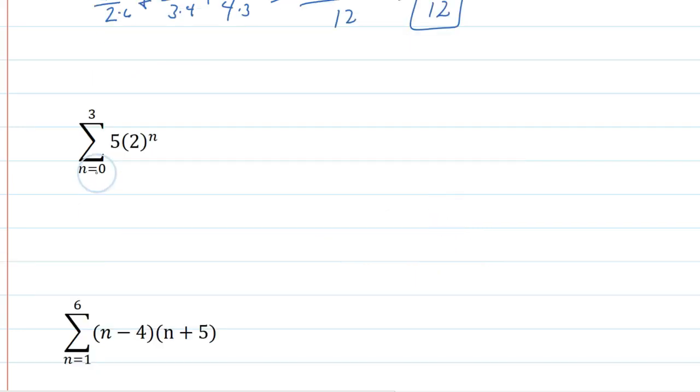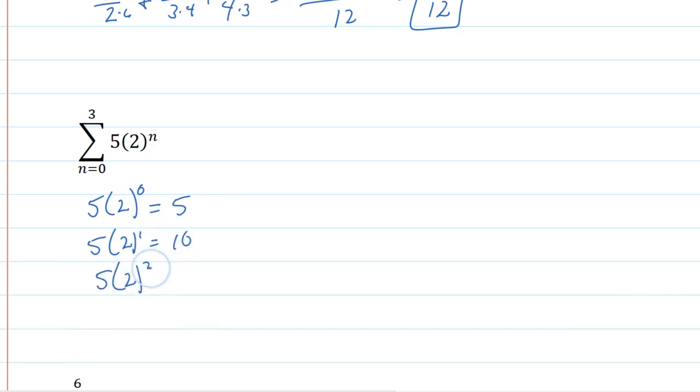Here's another one that starts at 0. Walk through it. 5 times 2 raised to the power of 0. Remember, any number raised to the power of 0 is just 1. So 5 times 1 is 5. 5 times 2 to the power of 1 is equal to 10. 5 times 2 to the power of 2 is equal to 20. And then 5 times 2 to the power of 3 is equal to 40.